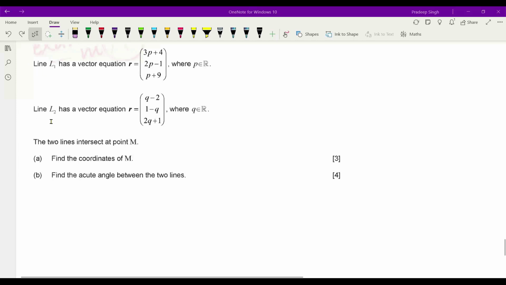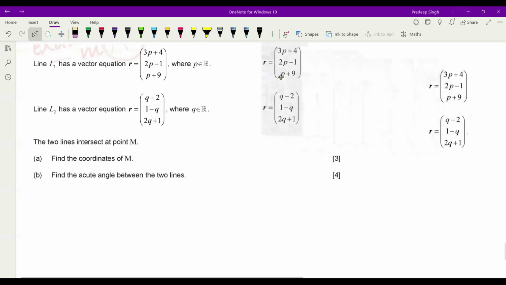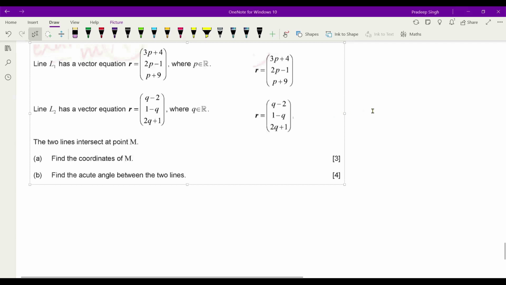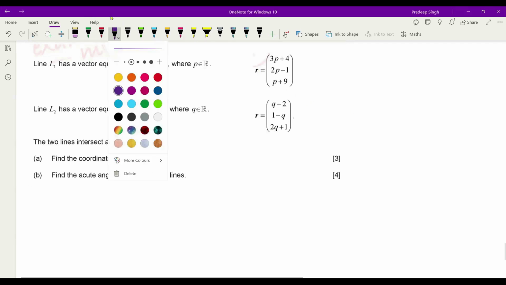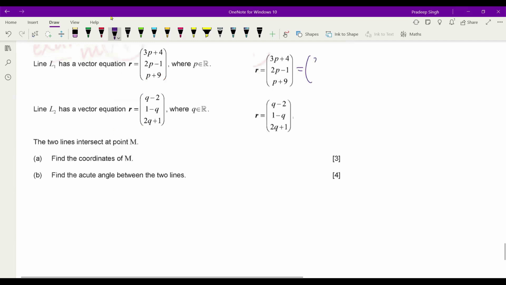We have been given two lines and the vector equations are given. The two lines intersect at point M. We need to find the coordinates of M. Now observe, these are vector equations first of all, and we need to find the coordinates of the point where they intersect. So all we need to do is just equate the x, y, and z components. So r, remember, is x, y, z. So let's write it down. R will be x, y, z for both cases.